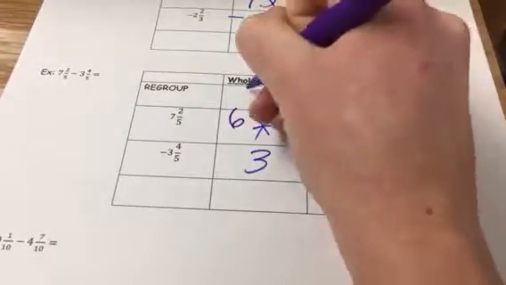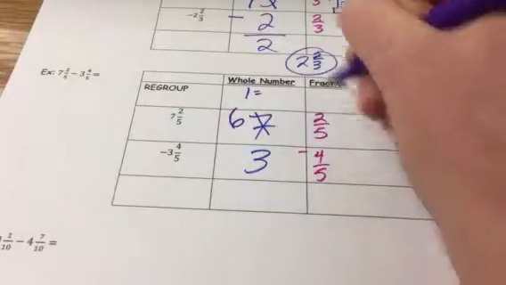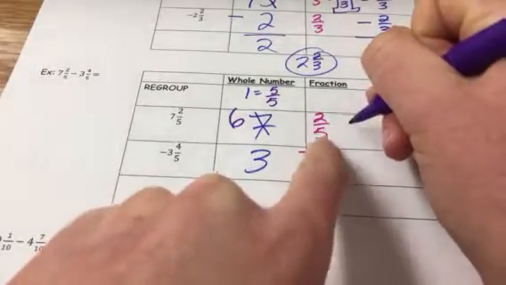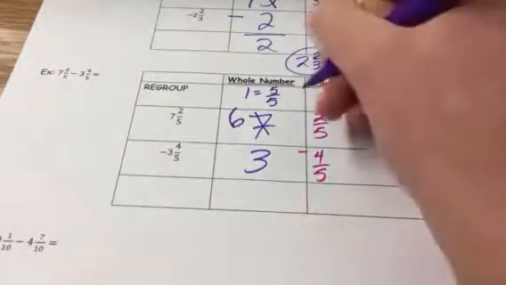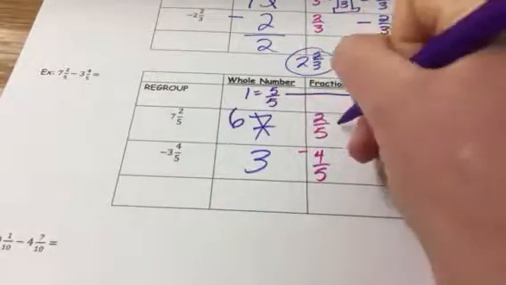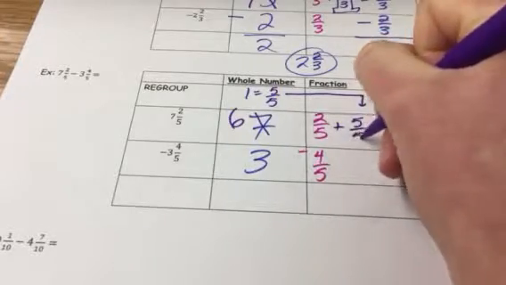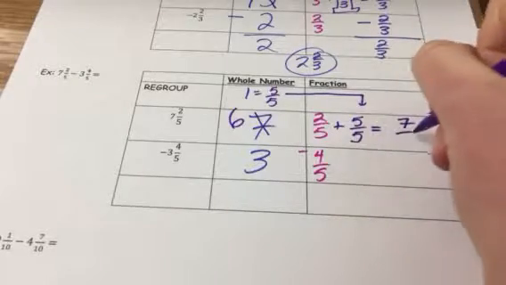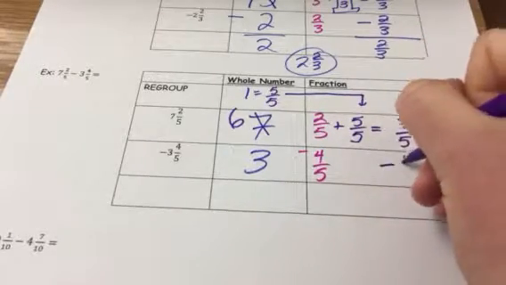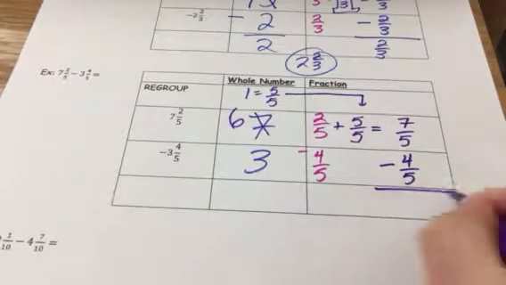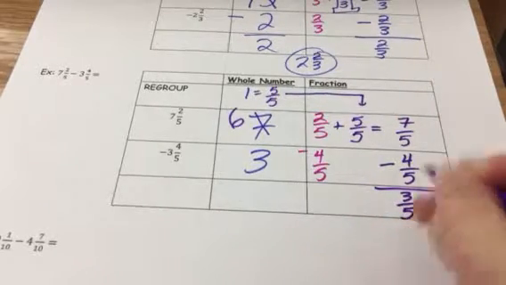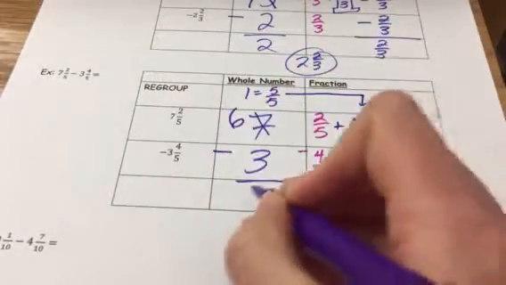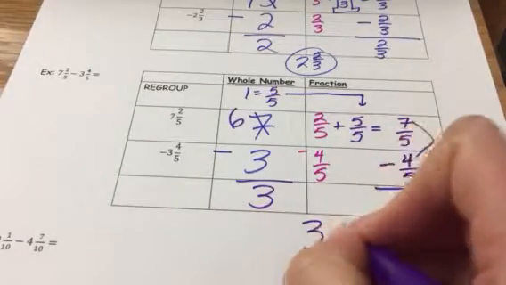And when I borrow that 1 whole thing, I'm going to bring it over in the form of 5/5 because I'm dealing with fifths, and I needed more fifths to be able to take away the 4/5. So when I bring this 1 thing over, I'm going to drop it down as 5/5. This now gives me a total of 7/5, and I'm taking away 4 of those fifths. And I am left with 3/5 because 7 minus 4 is 3. 6 minus 3 is 3. So your final answer is 3 3/5.